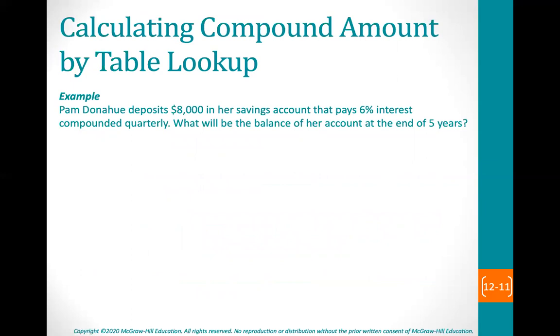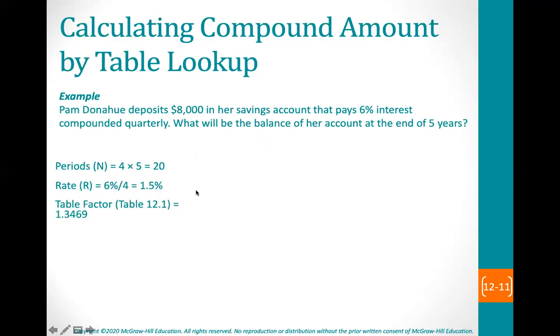Pam Donahue deposits $8,000 in her savings account that pays 6% interest compounded quarterly. What will be the balance in her account at the end of 5 years? First, how many periods do we have? We have quarterly compounding, so that's 4 times a year times 5 years. We have 20 periods. Our rate, 6% per year divided by the quarterly compounding, gives you 1.5% per period.